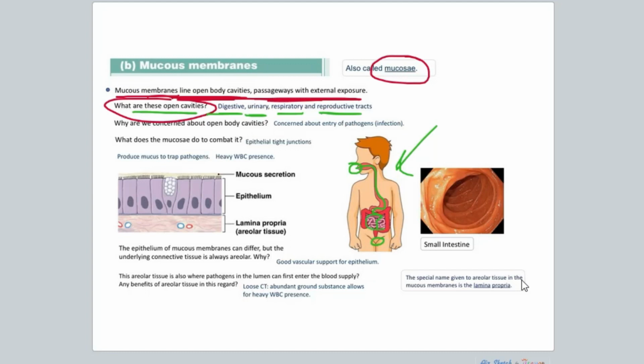And what we're doing is we're looking at the small intestine here, and this is the lumen of the small intestine. What you can see is that the layer of tissue lining the small intestine is the mucous membrane. You can see there's a shine, a sheen to it, and that's because there's a layer of mucus there. It's a wet membrane, and that mucus represents the wet portion of that membrane.